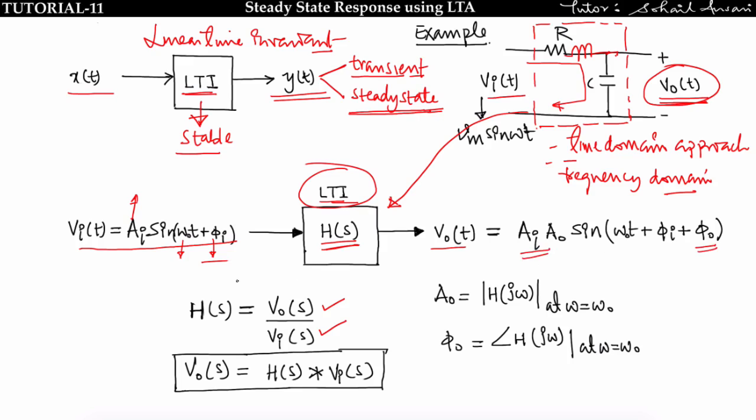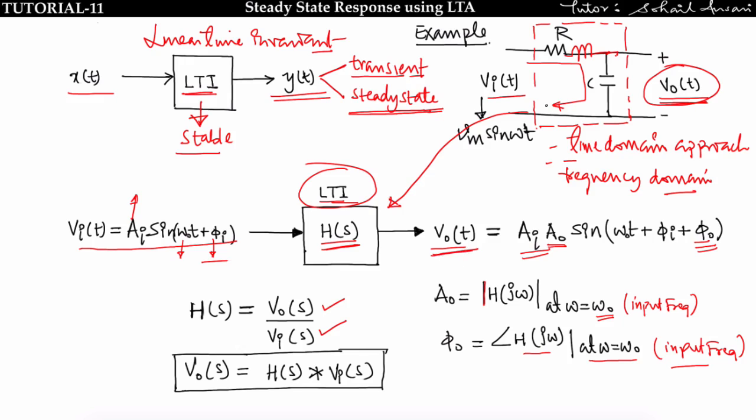In order to find A_0 and φ_0: A_0 is given by the magnitude of the transfer function H(jω) at ω equal to ω0, that is the input frequency, while φ_0 is given by the angle of H(jω) at ω equal to ω0, that is the input frequency. So these are the steps applied to find the steady state response of any system. Got it?